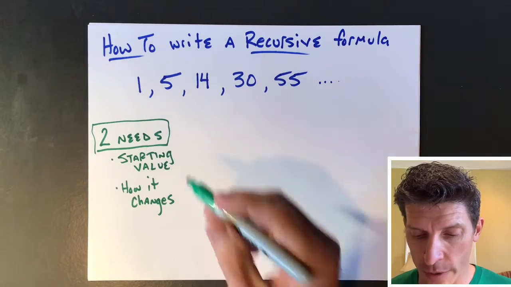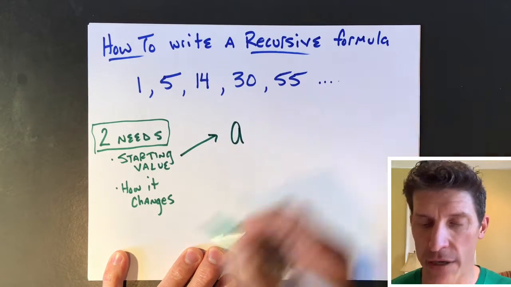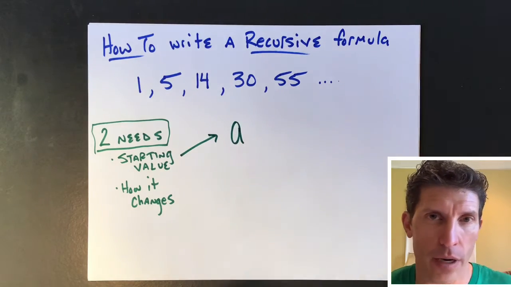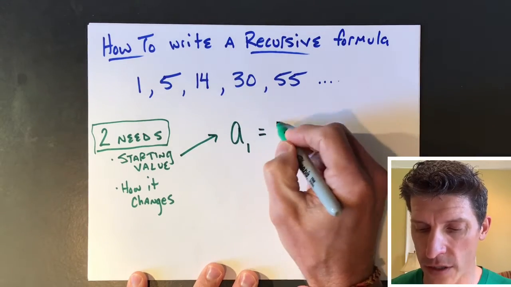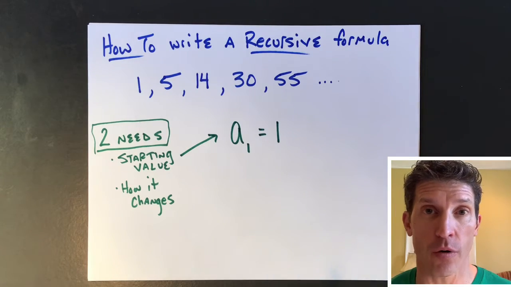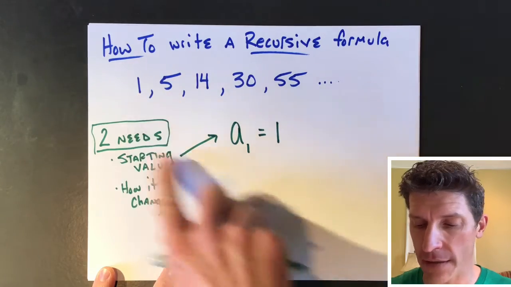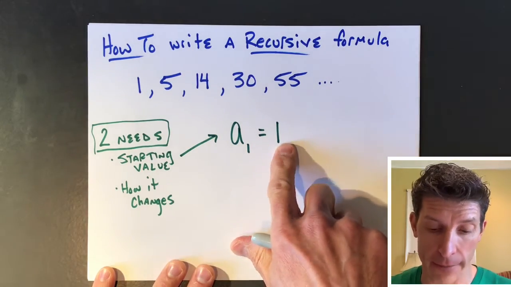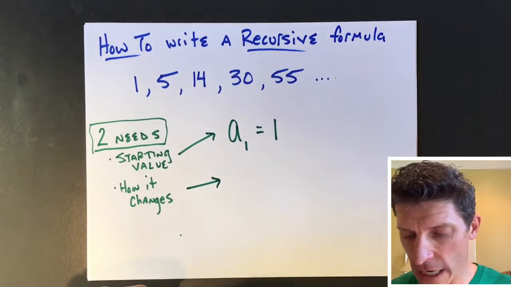The first thing that I'm going to identify is the starting value, and I'm going to do it like this. My pattern is A, and you can use any letter you want. I'm just using A again. The first term in this pattern is 1. That's going to be half of my recursive formula. So I want to make sure I say this. If this number were a 2 or a 3 or a 10, this would be a 2 or a 3 or a 10. Now, for how it changes, let's go ahead and identify a couple things.